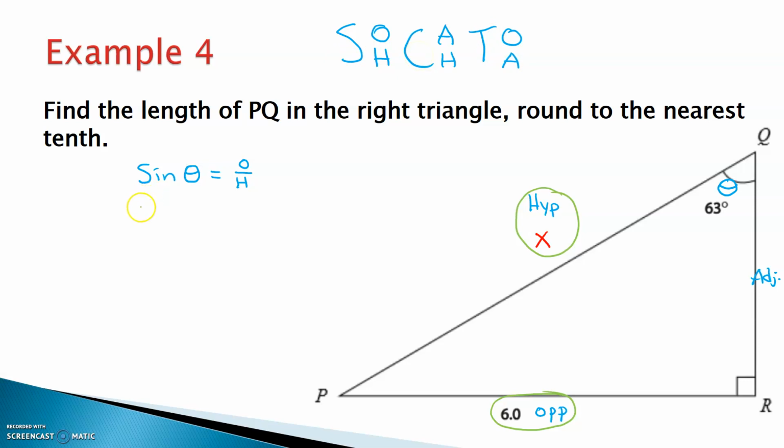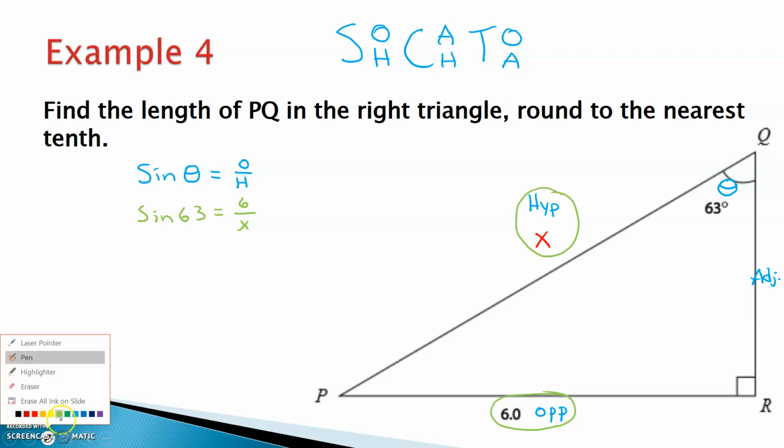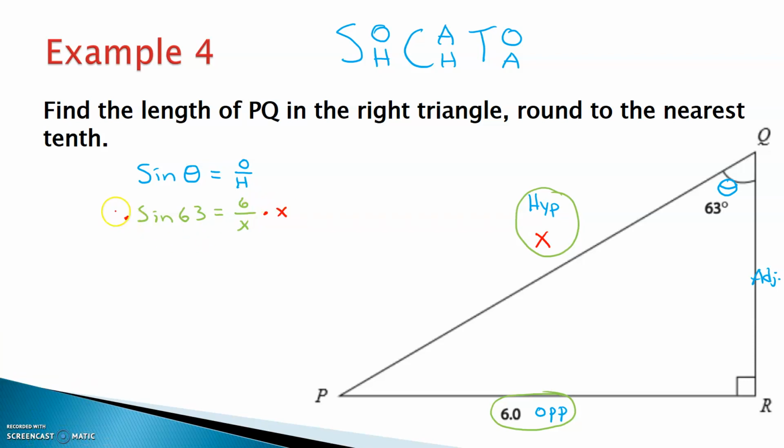All right, but let's plug in everything I know. So I know that sine of theta, which is 63 degrees, is equal to my opposite side, which is 6.0. I'm going to put 6. And then my hypotenuse is X. All right, let's go ahead and solve this. Okay, multiply by X, multiply by X. I need to pause the video here. I'm running out of time, and then I'll show you guys all the work.